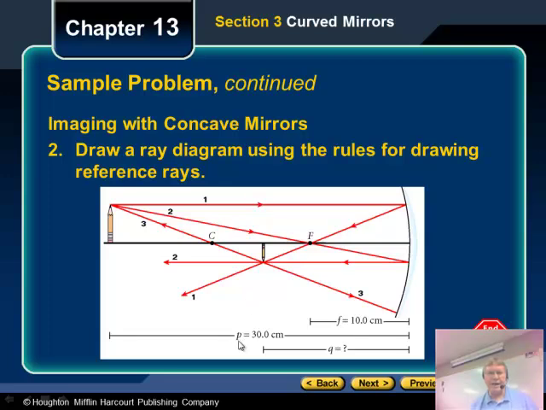By the way, in this diagram here, you see the book's uses of the term P and Q. This is what we call D sub O, and this is D sub I, the object distance and the image distance.